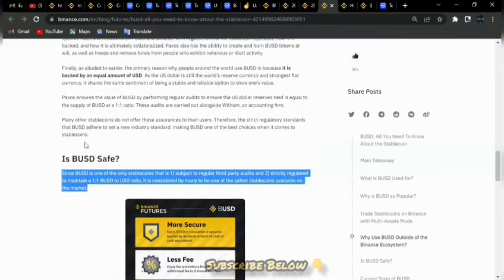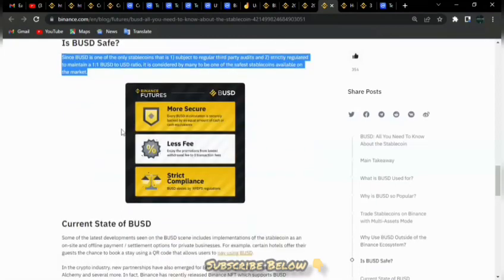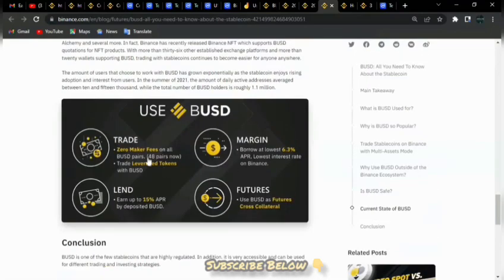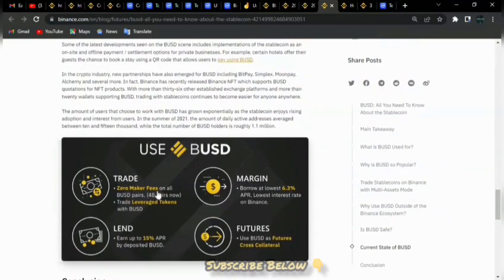Looking at the BUSD margin contract, you want to know that it's more secure, with less fees charged, and more. You also get zero maker fees, and you can lend at up to 15% APR by depositing BUSD. Futures use BUSD as futures cross collateral. You can also borrow at the lowest 6.3% APR, annual percentage rate, the lowest interest rate on Binance.